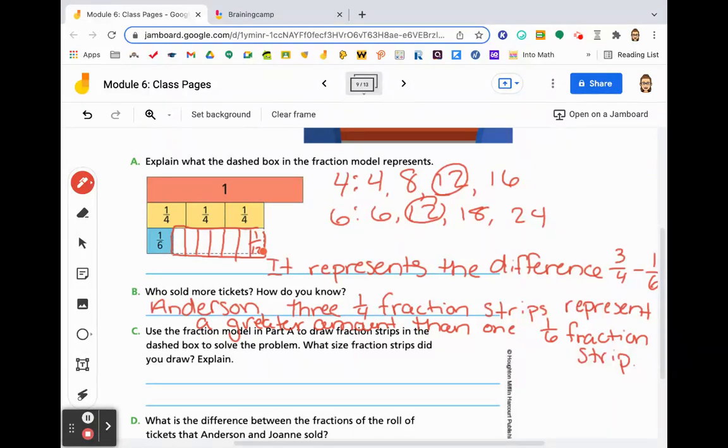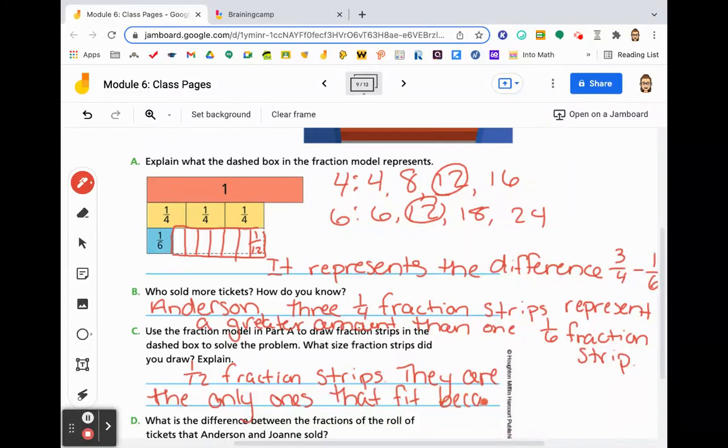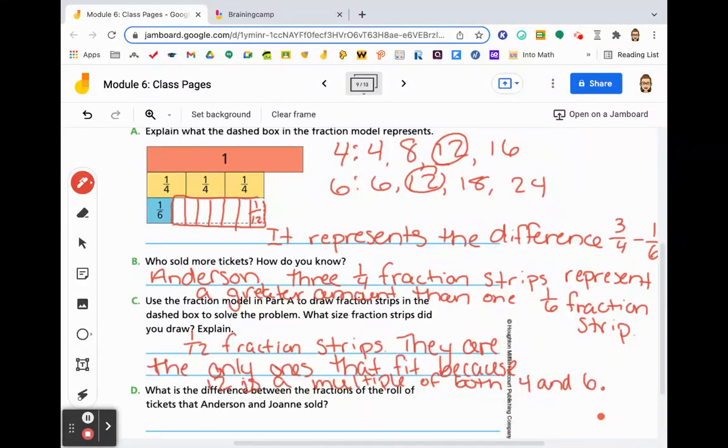So we have 1/12 fraction strips. They are the only ones that fit because 12 is a multiple of both 4 and 6. I have a 1/12 on all these spots.